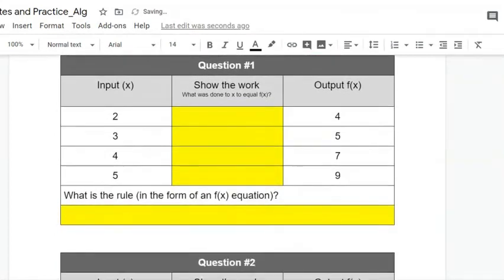I'm going to show you. So this is how I set it up a little bit differently. We have the inputs and then we have the outputs. And I'm going to ask you to show the work, and I'll show you right now what I mean by showing the work. So we went from 2 to 4, went from 3 to 5, 4 to 7, and 5 to 9.